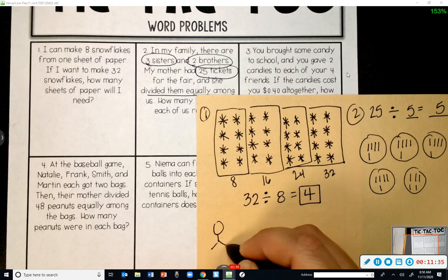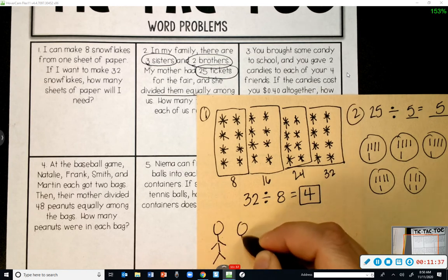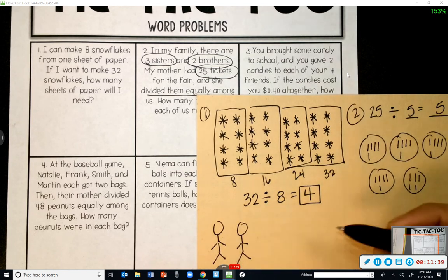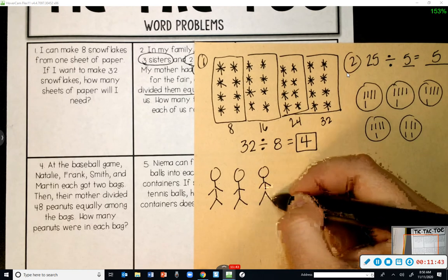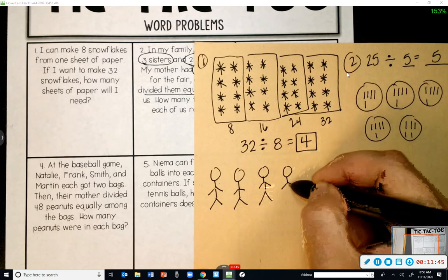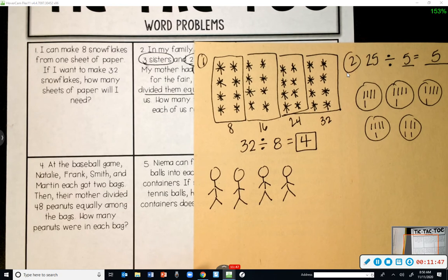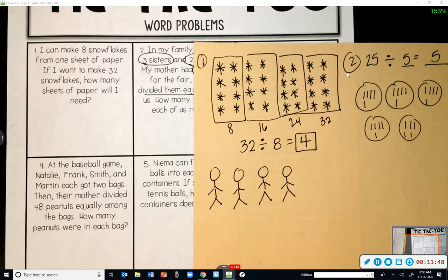There's 1 friend, 2, 3, 4. Because when I'm stuck, I'm just going to start drawing what the problem's talking about. It said 4 friends, so I'm going to draw 4 people. What else did it say? What are they doing?